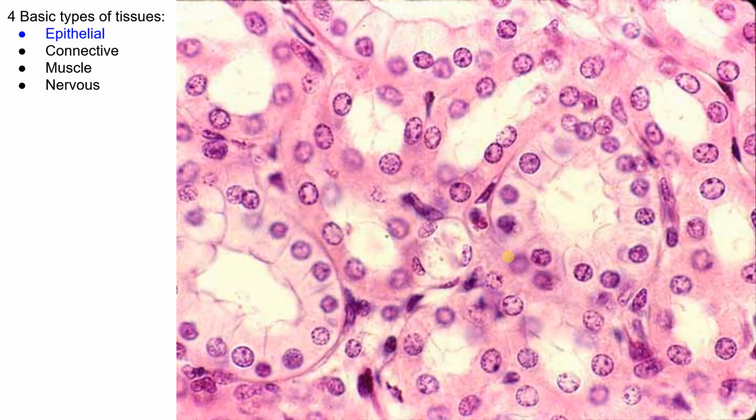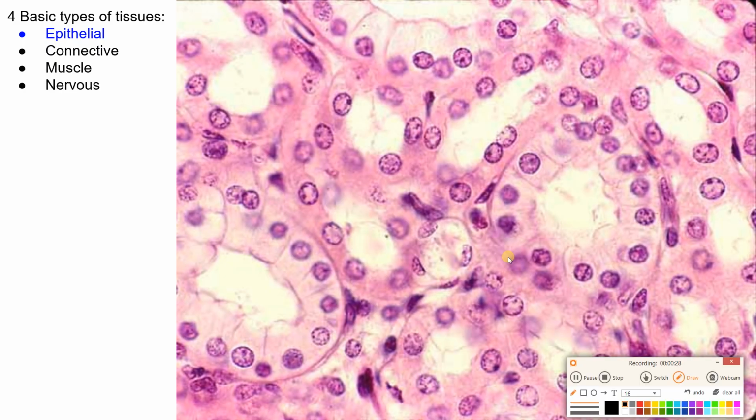This is our first lab where we're doing histology. Now, remember, histology is your study of tissues. And remember from lecture that a tissue is a group of cells with a common structure and a common function. Now, there are 4 basic kinds of tissues. There's epithelial, there's connective, and there's muscle, and there's nervous.